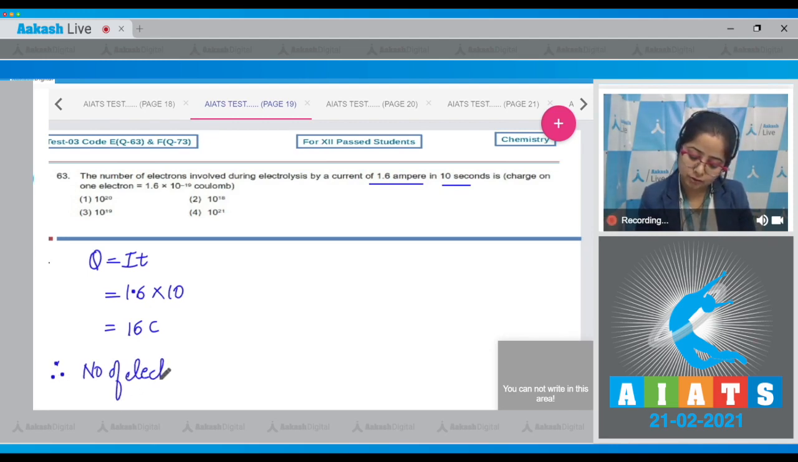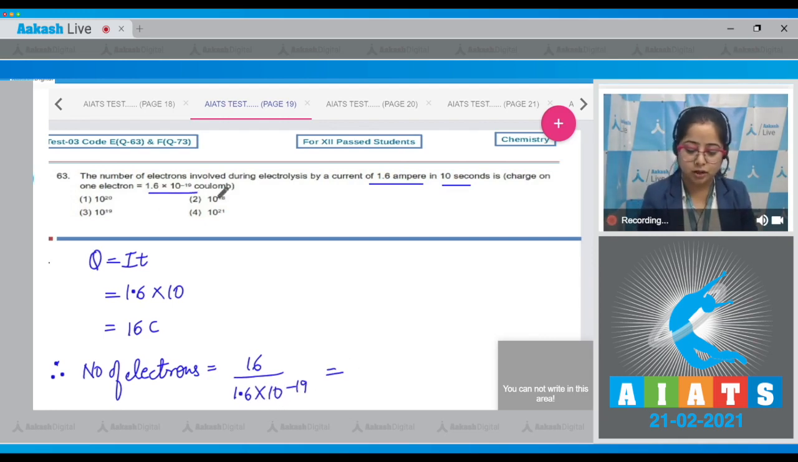Now students, we can calculate number of electrons. Number of electrons is equal to charge upon charge of one electron, that is 1.6 into 10 raised to the power minus 19. Data is already given. Therefore, number of electrons is equal to 10 raised to the power 20. So the correct answer is option number 1.